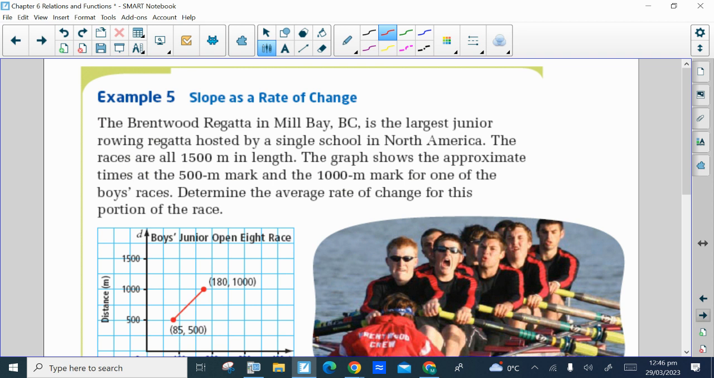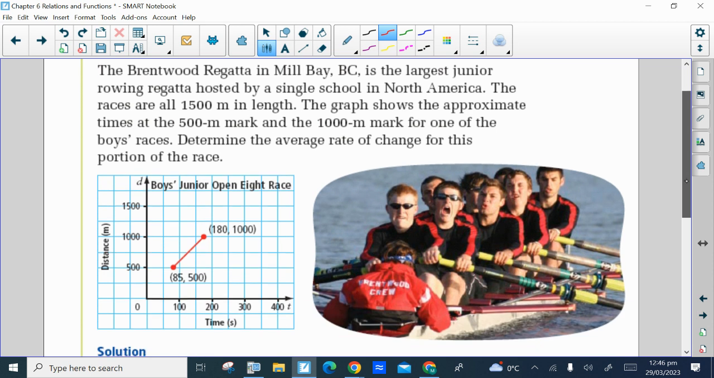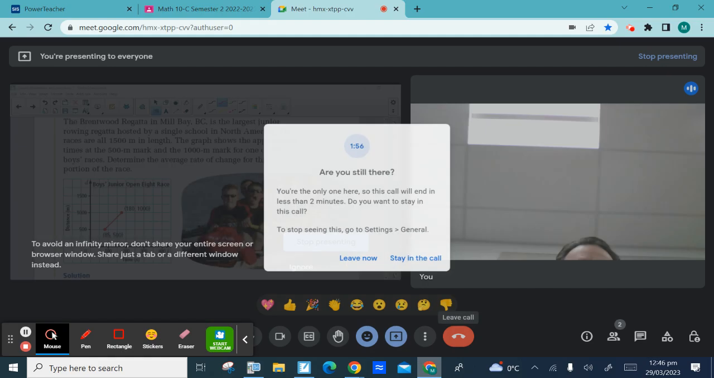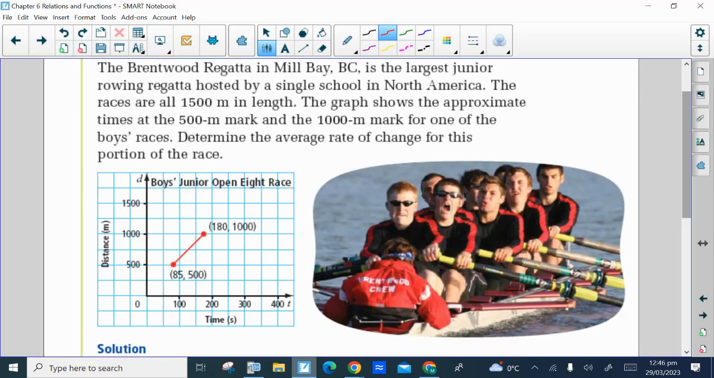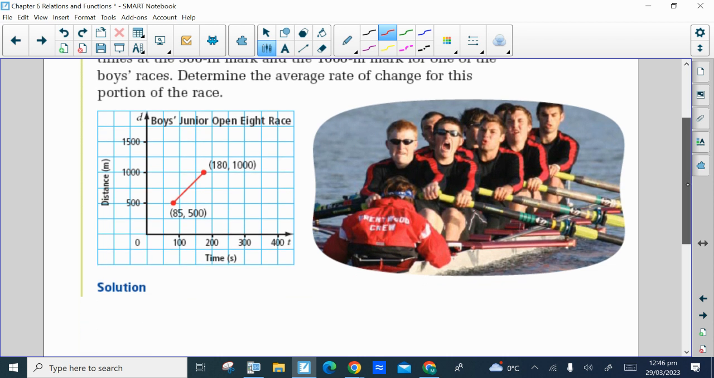Now we'll look at a few applications of slope. The Brentwood Regatta in Mill Bay, BC is the largest junior rowing regatta hosted by a single school in North America. The races are all 1,500 meters in length. The graph shows the approximate times at the 500 meter mark and at the 1000 meter mark for one of the boys' races. Determine the average rate of change for this portion of the race.